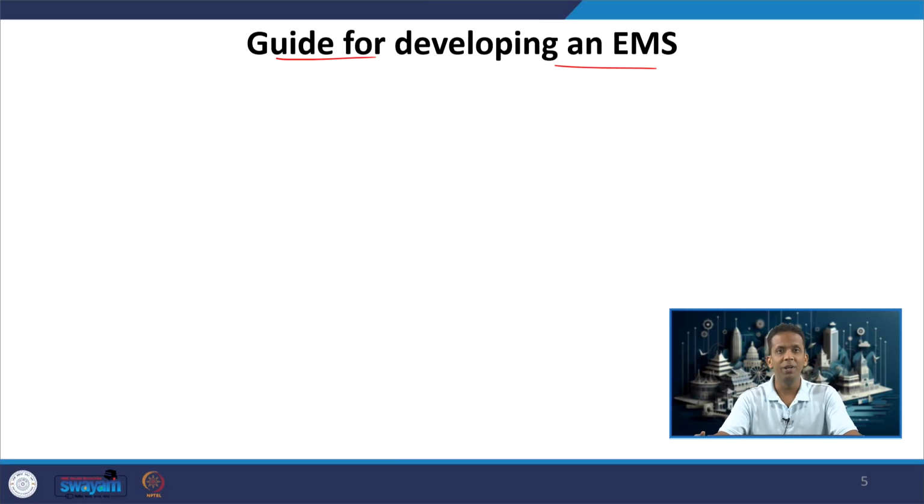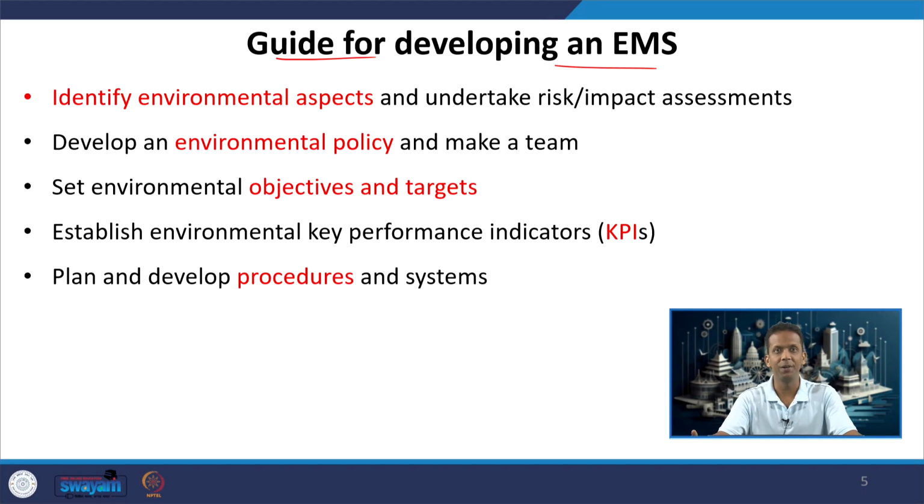How do we develop it, and once we develop it, how does it operate? First thing is to identify environmental aspects and undertake risk impact assessment. Think of it from the perspective of, let us say, a startup. If there is one startup producing something, it lists down all the activities or the environmental aspects and does the impact assessment, to find what the environmental impacts of its activities are.